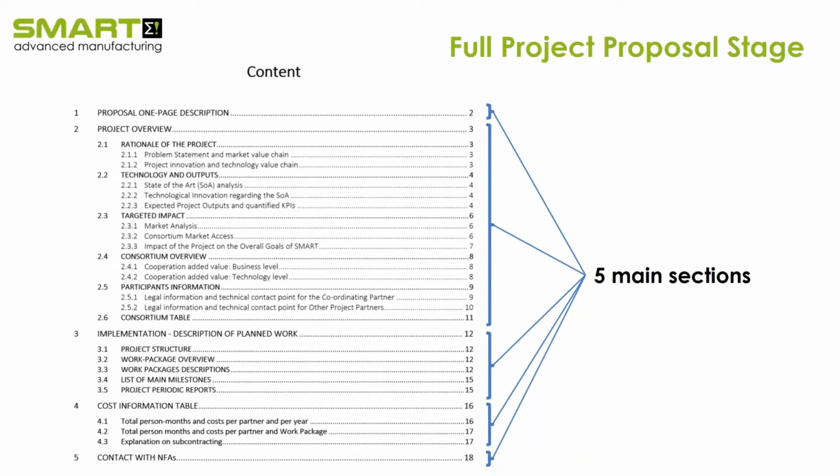And then, okay, the fourth, it comes the cost information table, dealing with financials, and the last section is called contact with NFAs, the national funding authorities, because in this full project proposal stage, it is mandatory. I repeat, it is mandatory having contacted your national funding authorities, informing them about your intentions to submit the proposal, not only for the coordinator, but also for the rest of the partners in the consortium.